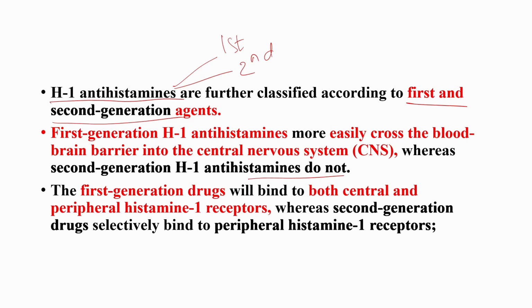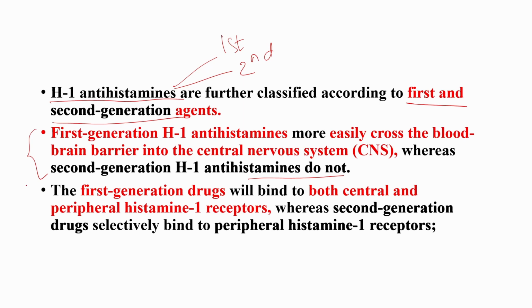Then H1 antihistamines are again divided into two types, first generation and second generation antihistamine drugs. The first generation H1 antihistamine drugs can easily cross the blood-brain barrier into the central nervous system. But the second generation H1 antihistamines do not cross the blood-brain barrier. That is an important difference that you have to note.